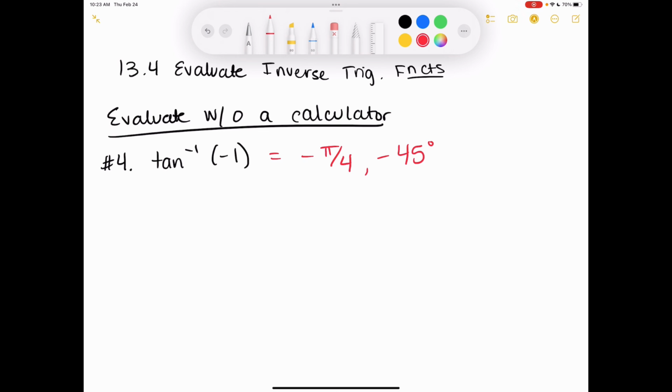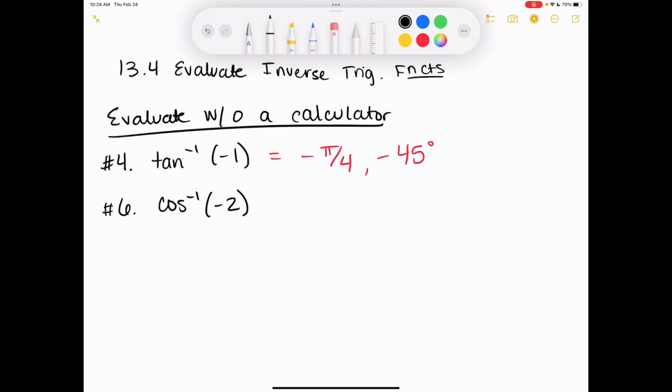Okay. So then with number 6, okay, the arc cosine of -2.